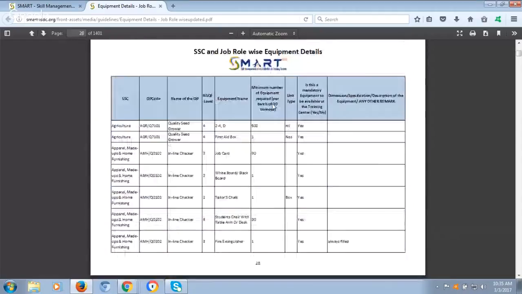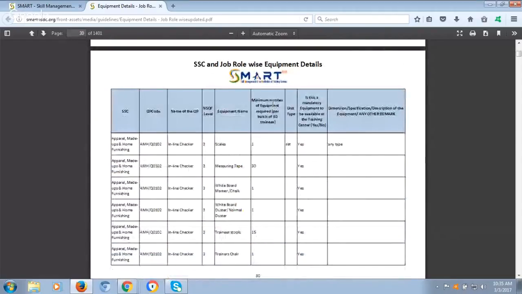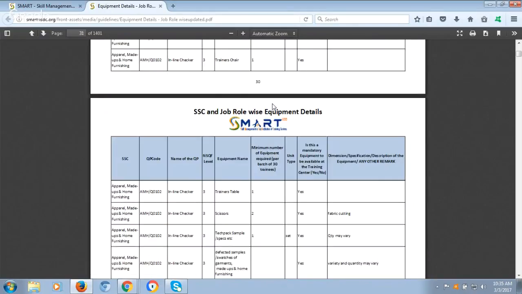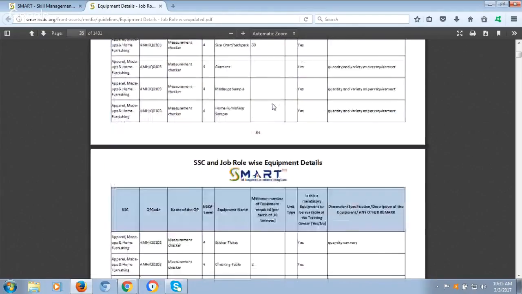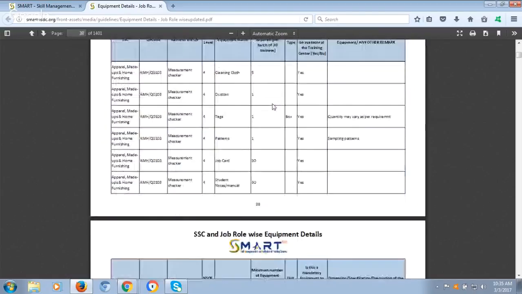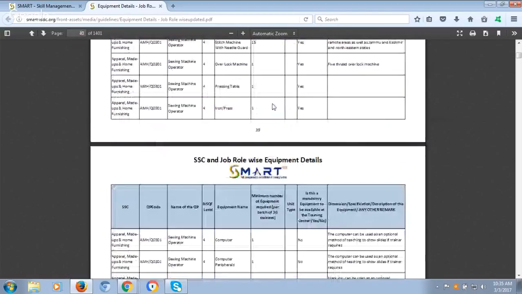So there is not just one. For example, now the apparel, made-ups and home furnishing skill council has come. Its detail of equipment has come. Its QPs have come. So what are the others? For example, I will show you one more. This is all apparel.